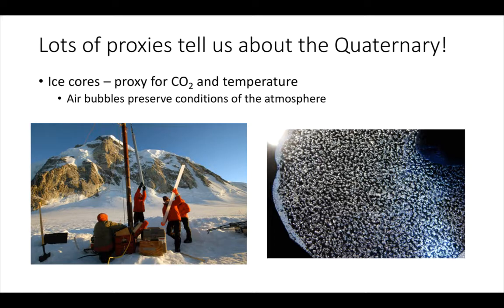So how do we know a lot about the Quaternary? It's closer to us than the Pliocene or the PETM or the Carboniferous. So we have different types of proxies that we can use to tell us about climate that are not only the foraminifera delta 18O or delta 13C. So the first one you may have heard about is an ice core, and this can be a proxy for CO2 and it can be a proxy for temperature.